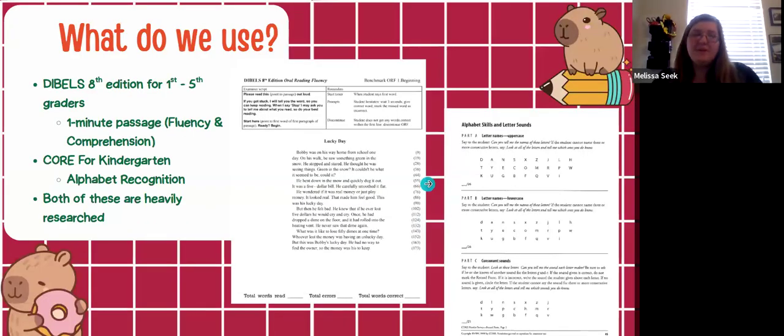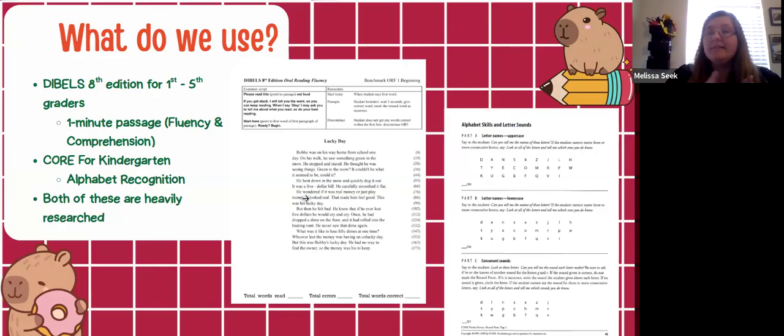So what do we use? We use two different types of assessments. The most common one that you guys will see is for our first through fifth graders, and that is the DIBELS 8th edition. So it is a 1 minute fluency and comprehension passage. It really is one of the most utilized forms of assessments out there. The schools use it partially because it is so research backed. We just use the passage portion.